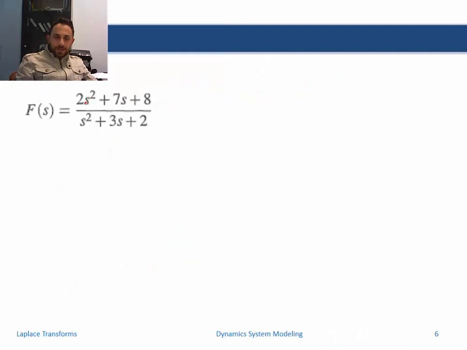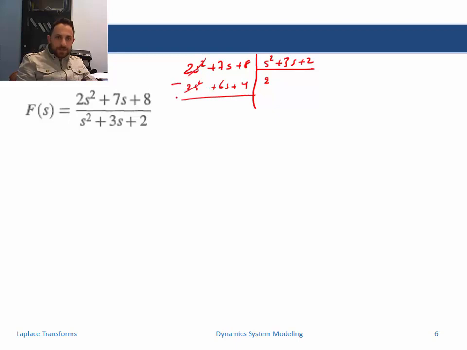It is not a strictly proper rational function. In this scenario we have polynomials of order 2 up and down, so they are equal. We need to deploy long division. In order to do so, we divide it using the usual division we know. So 2s squared, we take the highest term, 2s squared divided by s squared, it is 2. 2 times s squared is 2s squared. 2 times 3s is 6s, and 2 times 2 is 4.